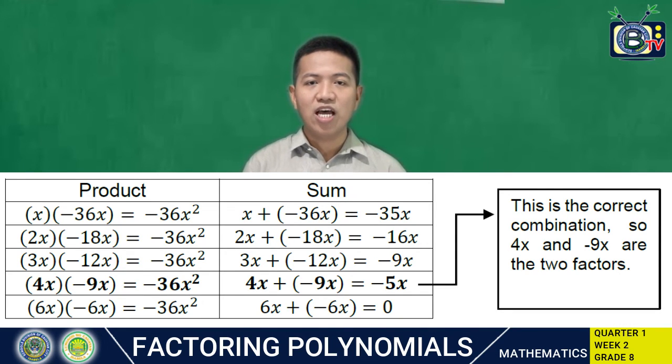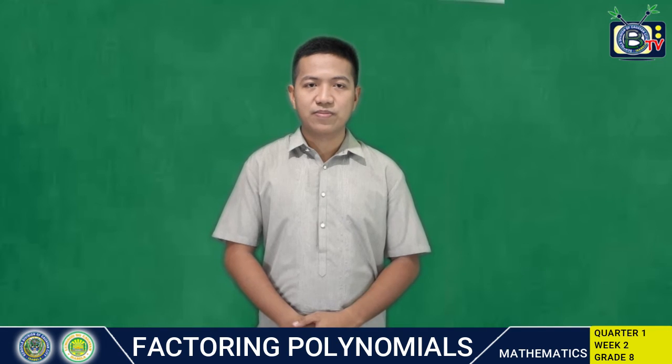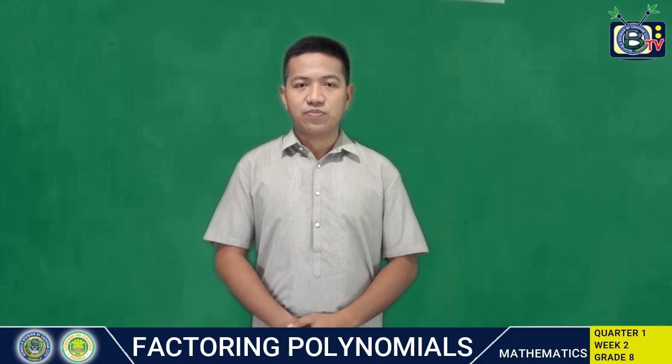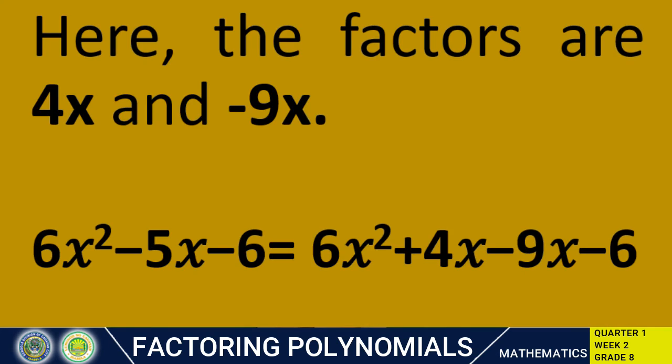Observing the table, the combination of 4x and negative 9x are the ones with the sum of negative 5x and the product of negative 36x squared. In step 3, replace the middle term in such a way that ax squared plus bx plus c is equal to ax squared plus nx plus mx plus c, where nx and mx are the factors. Here, the factors are 4x and negative 9x.